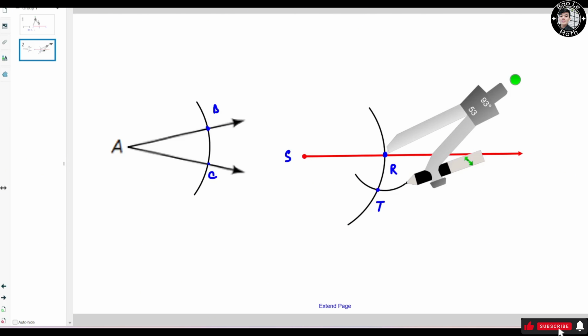The last step, we're going to use the straight edge to connect S and T. Then we have the new angle right here. This angle right here is called RST. This one congruent to BAC.